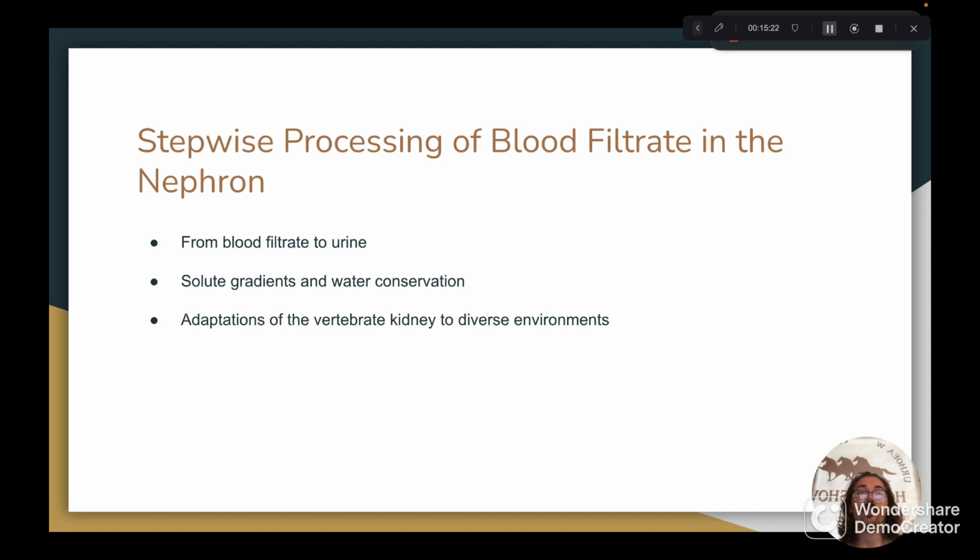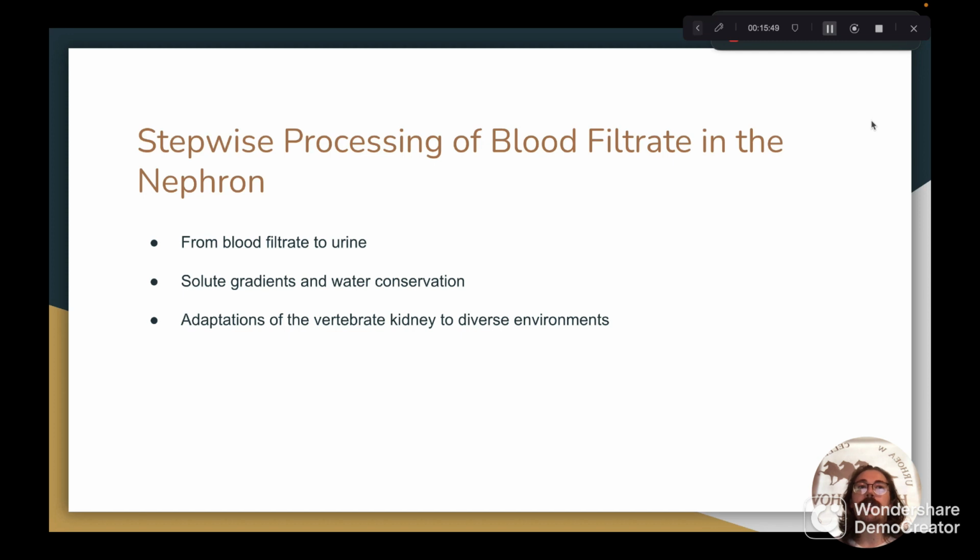The next stop for the filtrate is the distal tubule, inside which solute concentrations are regulated through the control of positively charged potassium ions being secreted into the filtrate and salts being reabsorbed from the filtrate. The pH of bodily fluids is also regulated in the distal tubule through the secretion of positively charged ions and the absorption of negatively charged bicarbonate.